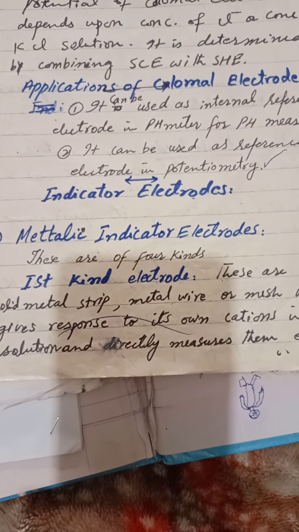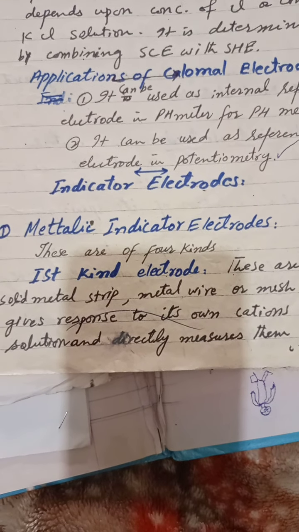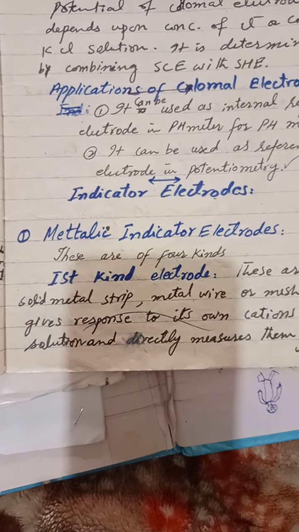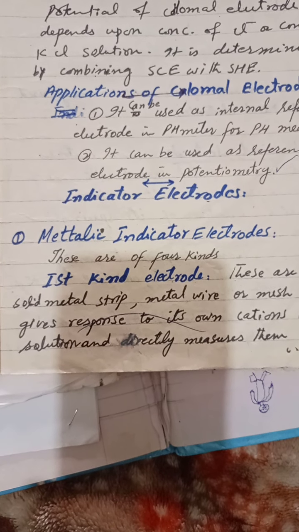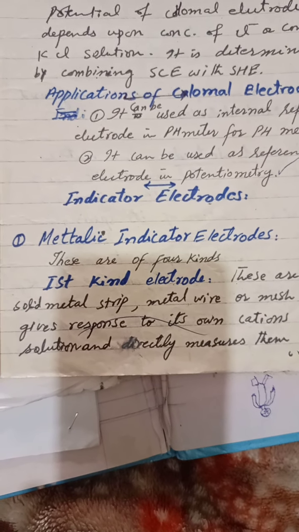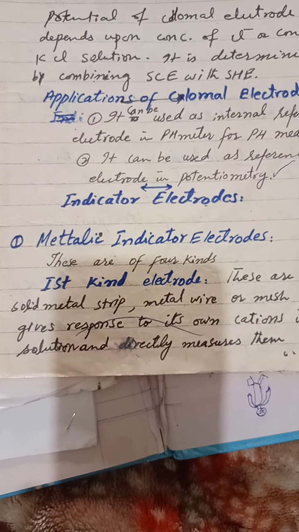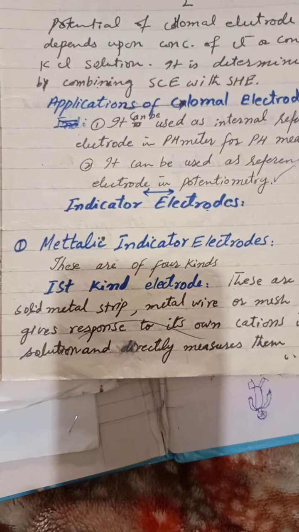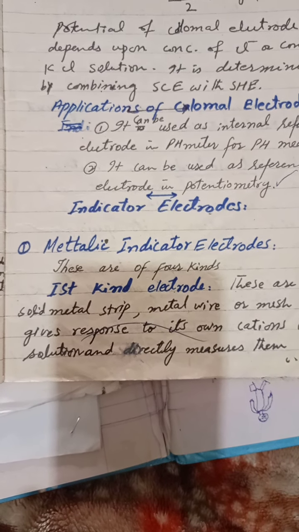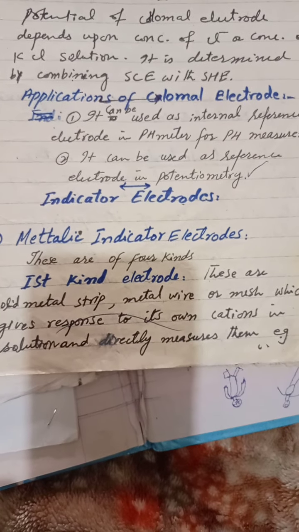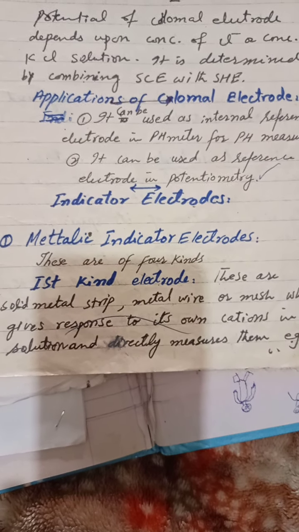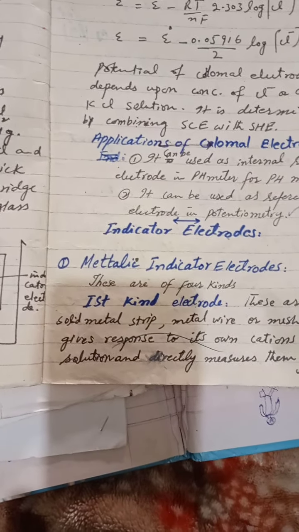Metallic indicator electrodes are of 4 types. First kind electrodes are solid metal strips, metal wires or mesh which give a response to their own ions in the solution and directly measure them.